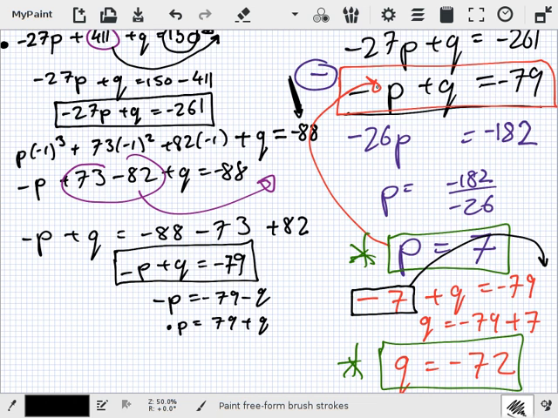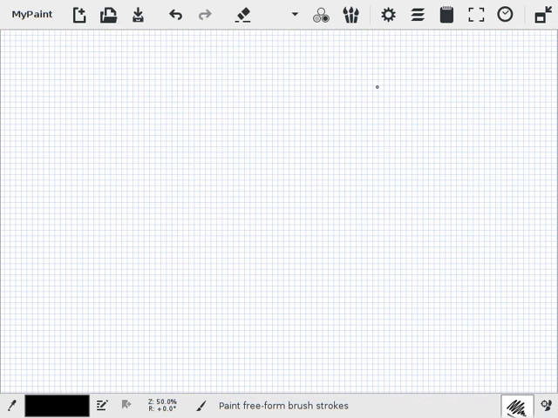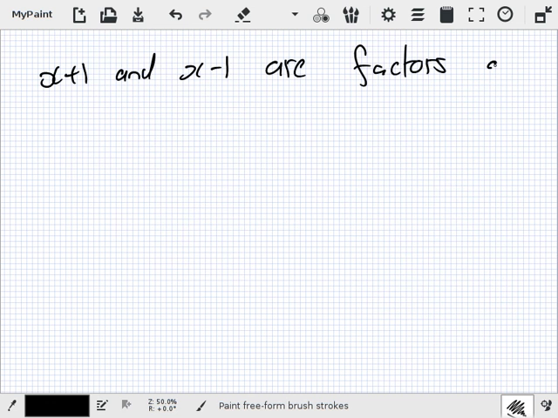I'll make up my own one since I can make up smaller numbers. Okay, so here's my question. I'll just make it up. So x plus 1 and x minus 1 are factors of... maybe I can't make it up.